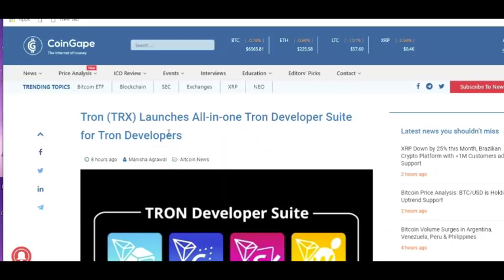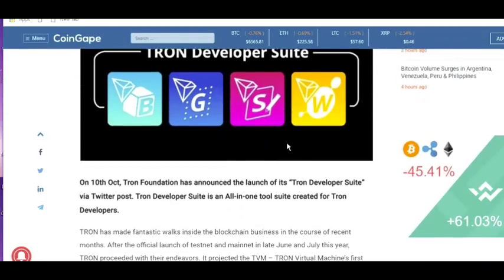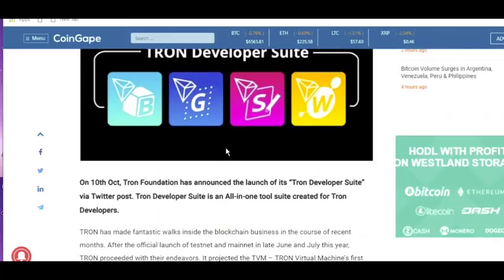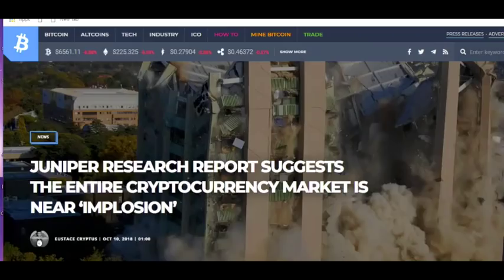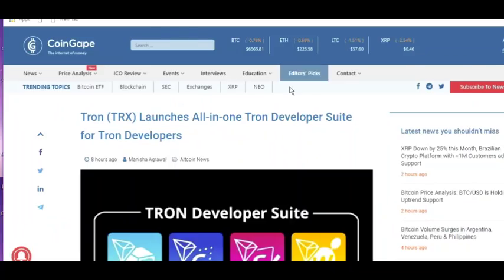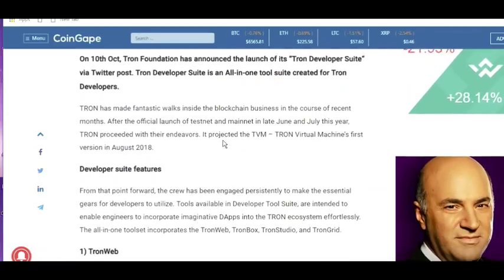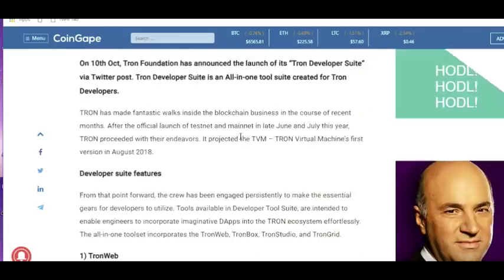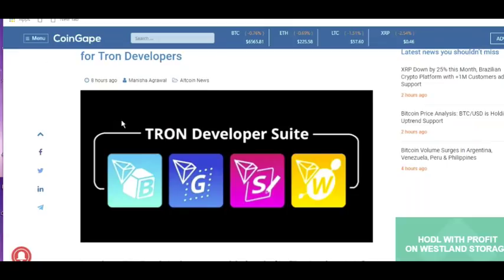So Tron has launched its all-in-one Tron developer suite. And before we get into the article, I'd like to say, if you're not a fan of Tron, say what you want about it, but for being a year or so in age, Tron's made very significant strides as far as development. They have launched their testnet, mainnet, Tron virtual machine. All their projects have been relatively on time as when they say they're going to release it. And this is just yet another development coming out of Tron that's going to further it in the market.